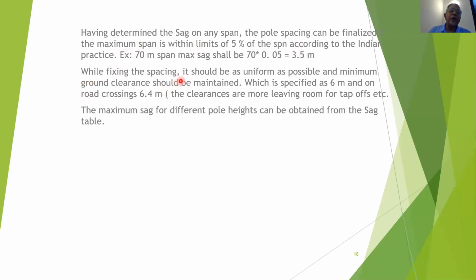While fixing spacing, it should be as uniform as possible and maximum ground clearance should be maintained, which is specified as 6 meters, and on road crossings the clearance is 6.4 meters. The clearances are more, leaving room for tap off, etc. The maximum sag for different pole heights can be obtained from the sag table. We'll see the sag table later on.